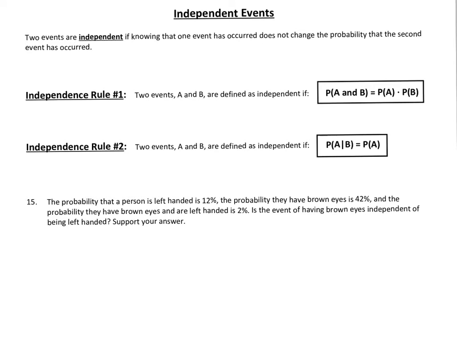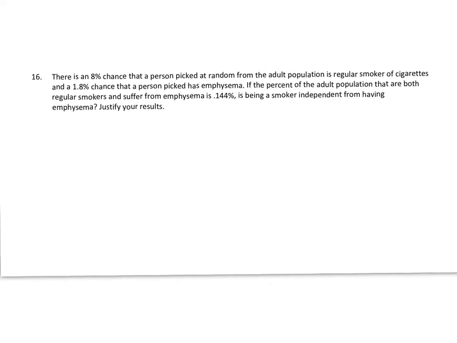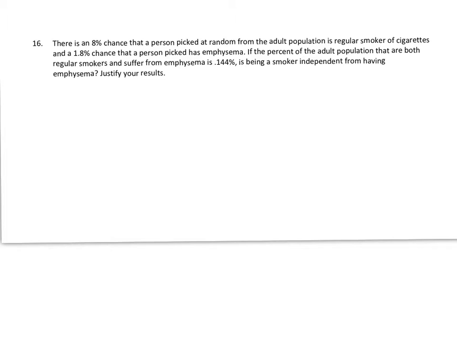All right, so let's take a look at number 16. I'm doing the even, so we're going to skip over 15. Number 16 says, there is an 8% chance that a person picked at random from the adult population is, it should say, a regular smoker of cigarettes. Okay, so I'm going to stop right here and say the probability that someone is a smoker is 8%. So that would be 0.08. I'm just going to write this out.